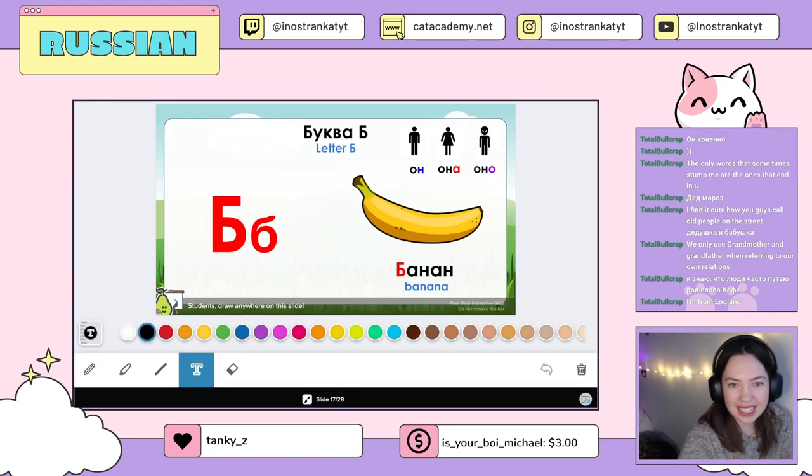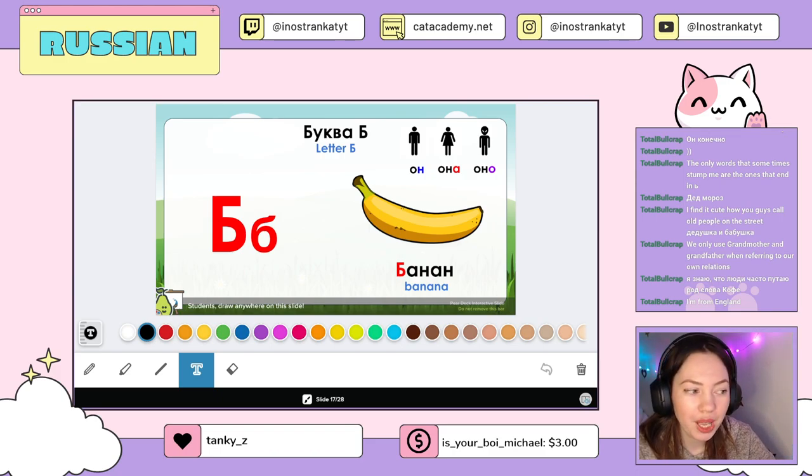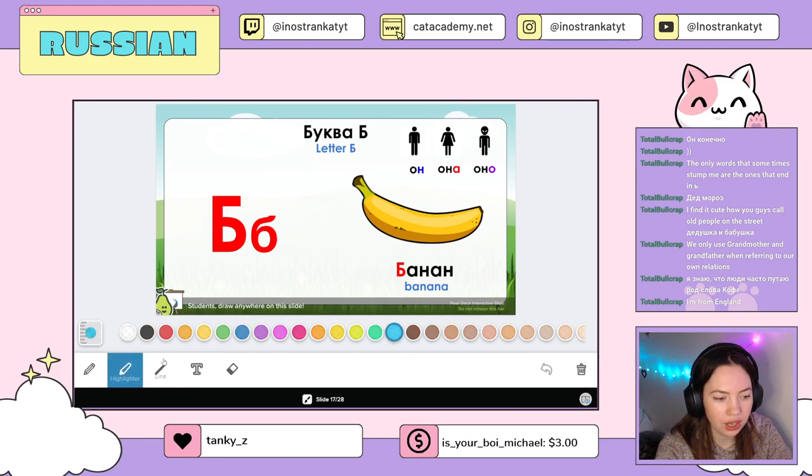Okay, so today is our new letter, буква Б. Of course, because it's only the third lesson, I'm picking words that could be very similar to the English language, so it will help you to figure out the Russian letters, and maybe remember their pronunciation and writing. That's why we're going with easy ones.